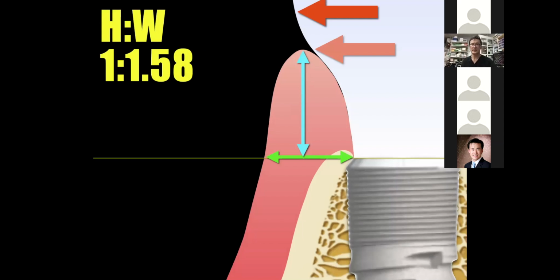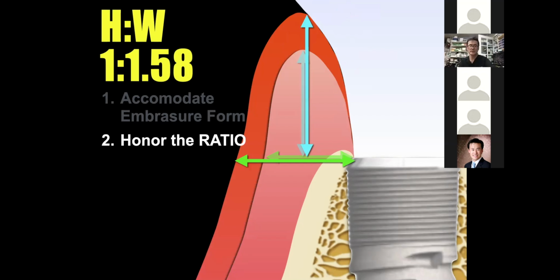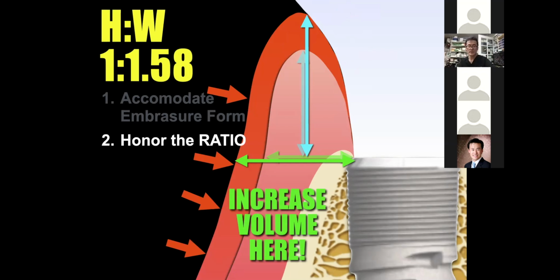Well, there are three strategies. One is to under contour, give that an embrasure. That soft tissue can spill in sideways. If you over contour, it simply isn't going to work. If you over contour, you're going to crush the soft tissue to move in the wrong direction. So to increase this ratio, to enhance this, you accommodate by doing the embrasure form. You honor that ratio. And to do that, you increase the volume at the base.